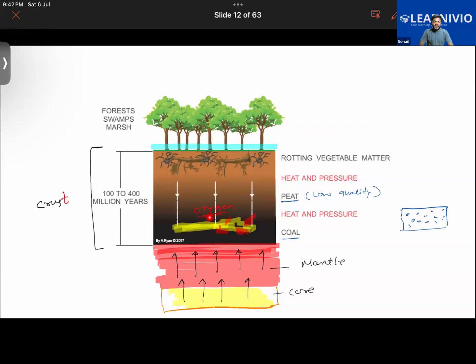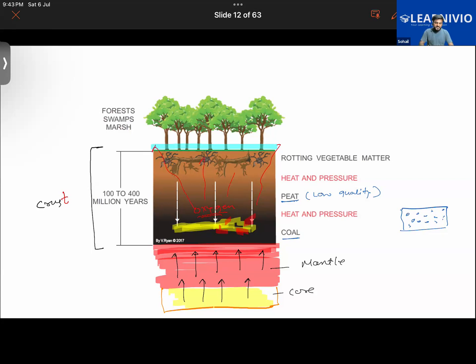Another thing we learned is that there was no oxygen here, because due to the intense pressure of the dirt and the water body above it, the gases would be expelled from this area. There would be no gases here, because gas being lighter, it would be expelled from the soil via the cracks in the soil.